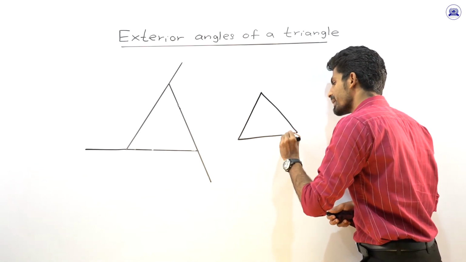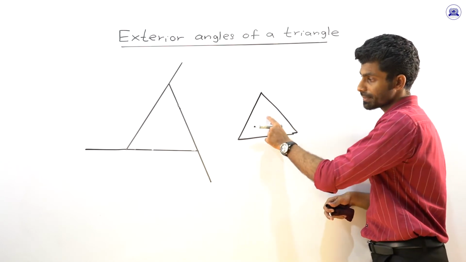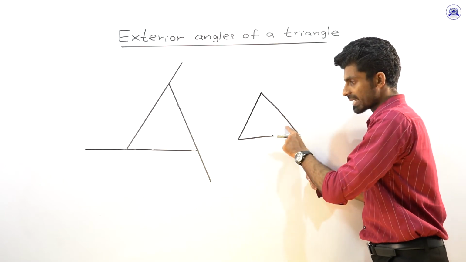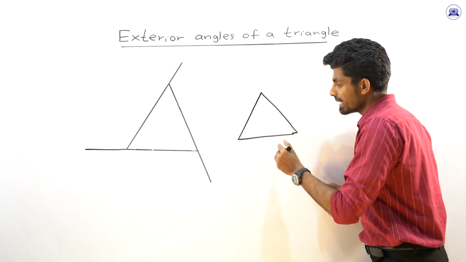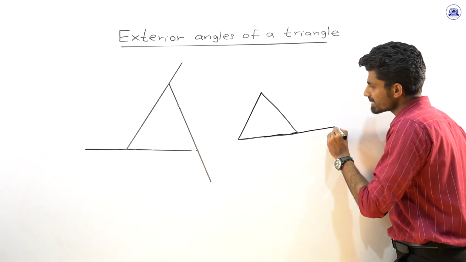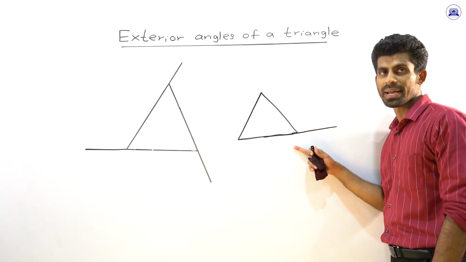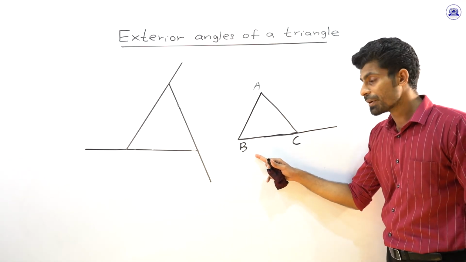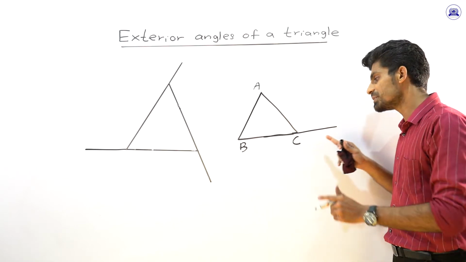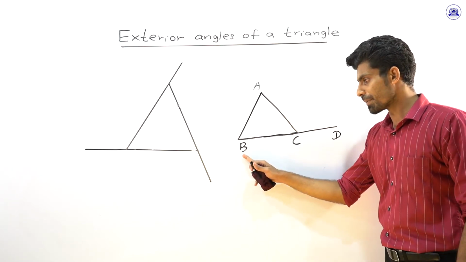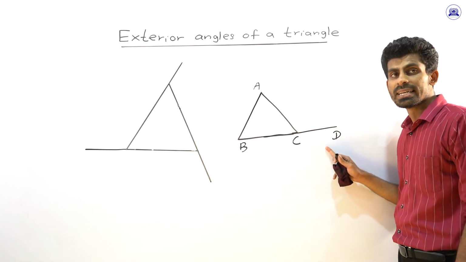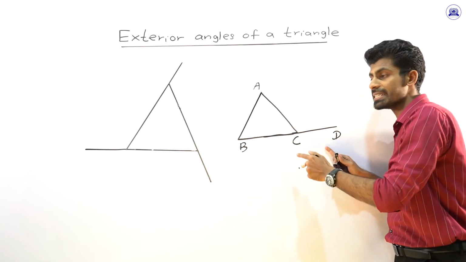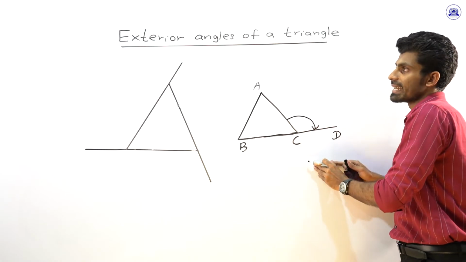Lamine, can you see that triangle? You know that is a triangle, right? So all those angles are interior angles. But if you produce one side of the triangle, let's take triangle ABC, you produce BC. BC is produced to D. The angle ACD, with arms AC and CD, is an exterior angle.